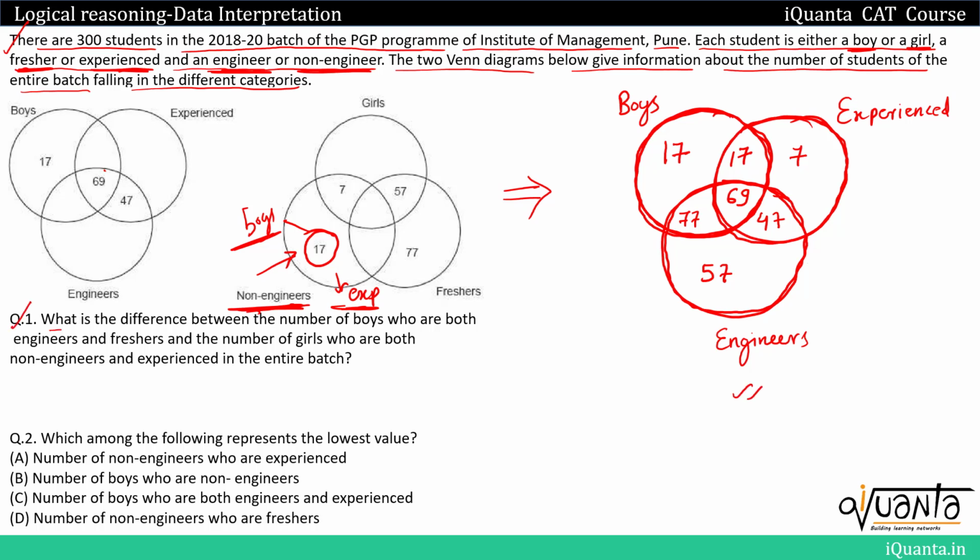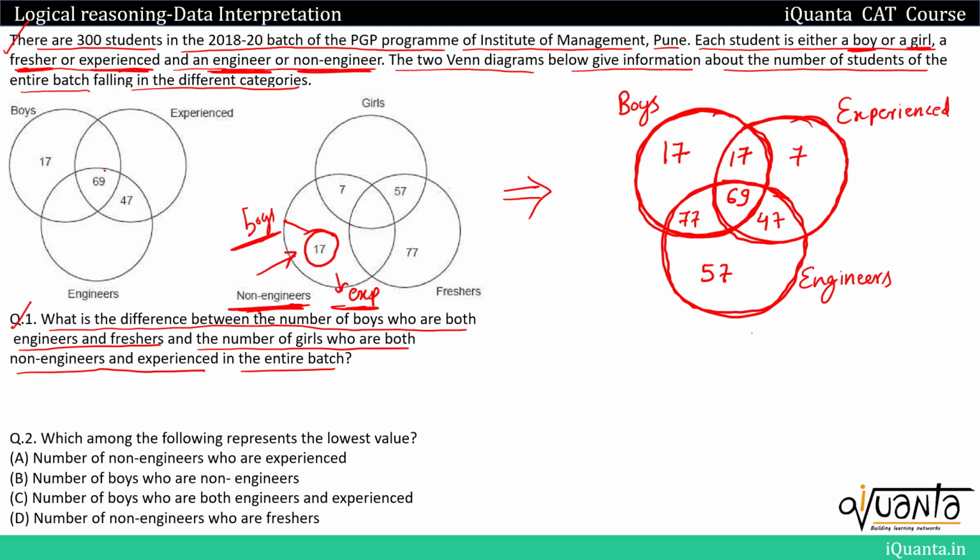First one is, what is the difference between the number of boys who are both engineers and freshers and the number of girls who are both non-engineers and experienced in the entire batch? Now since we have this Venn diagram, it might be difficult to read the data from it again and again, because whenever the question asks us about girls or non-experienced or non-engineers, we'll always have to come outside one or the other set.